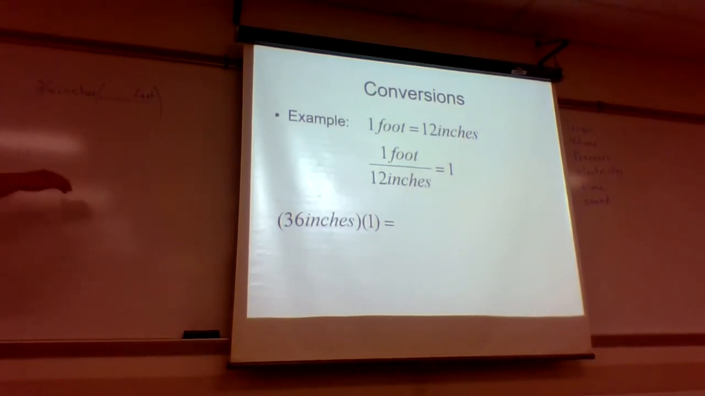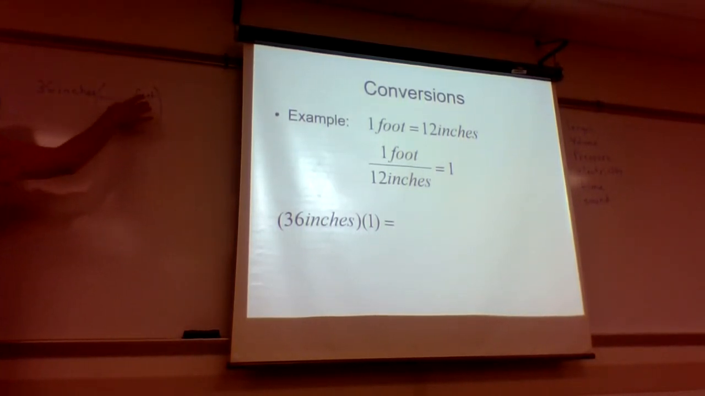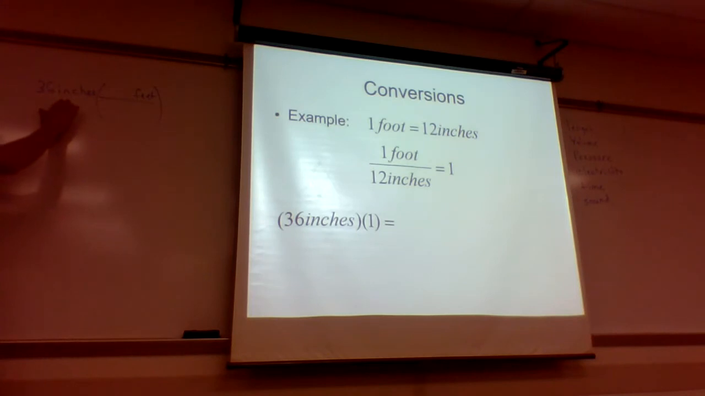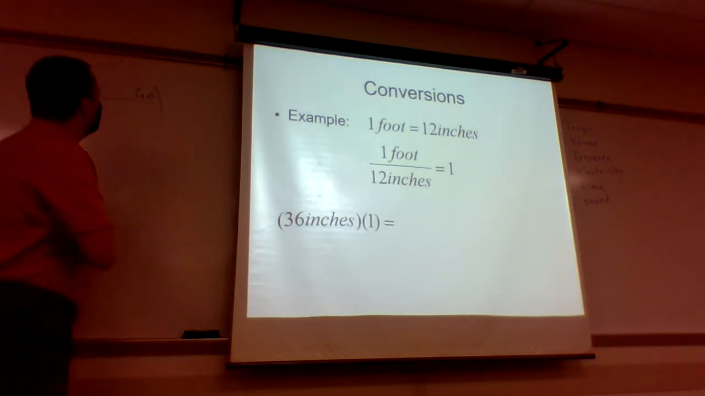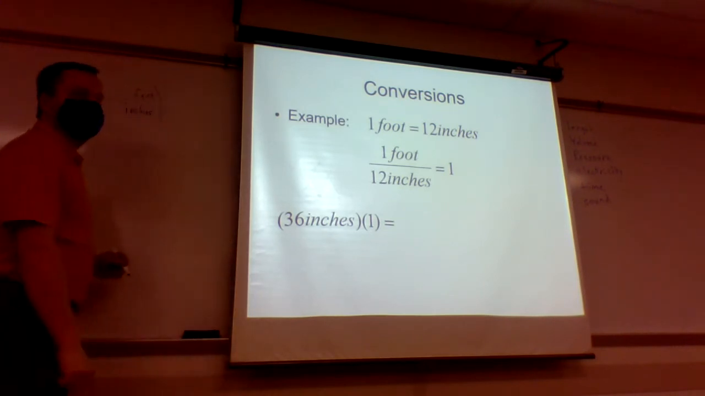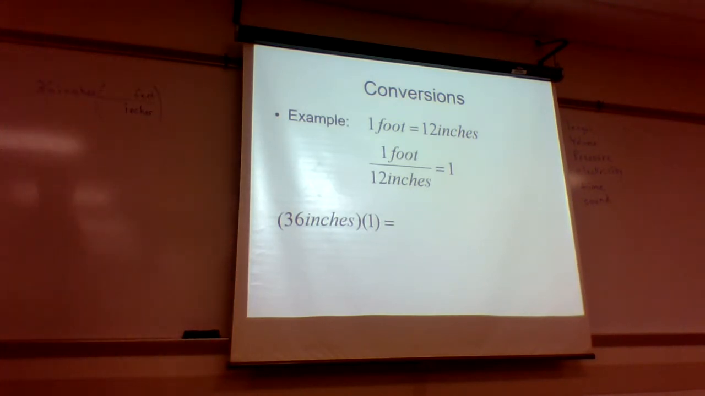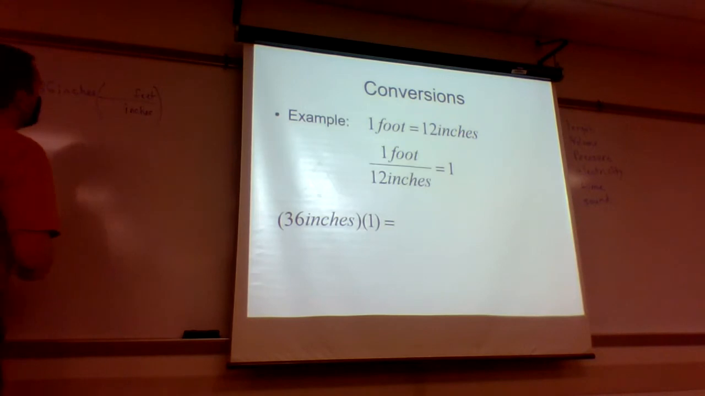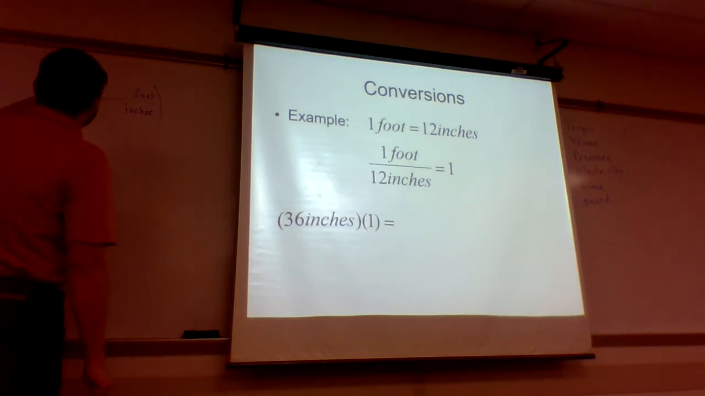So I set up a ratio, and this ratio just needs to equal 1. Because if I multiply by something that's 1, I don't change this. I might change the way it looks, but I've not changed the actual quantity, the actual value. So if I have inches in the numerator and I want to get rid of it, I need to multiply by something that has inches in the denominator. And so these then will cancel out.